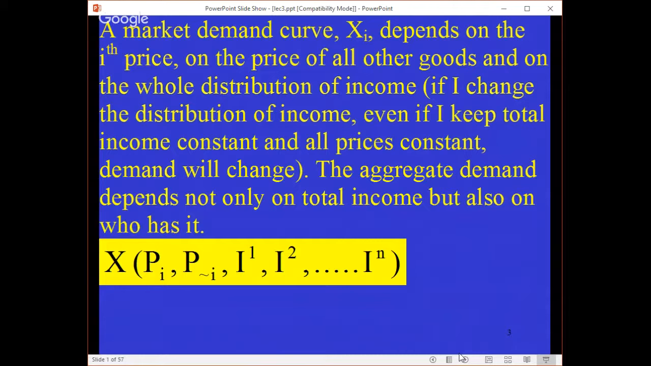And it depends on who has how much income. Why? Because we all have different tastes. If the rich people really like, I don't know, gummy bears, then the demand is going to be high. But if you change that income and only poor people like gummy bears, well, the demand for gummy bears decreases. It depends on who has the income for an industry.